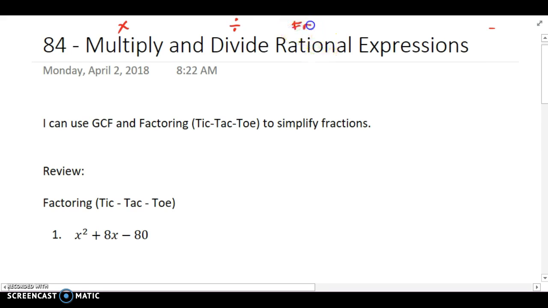Rational means fractions, and expressions mean no equal signs. Okay, there's going to be no equal signs, which means we can't use any of our properties of solving to do this. So we can't add to both sides and stuff.